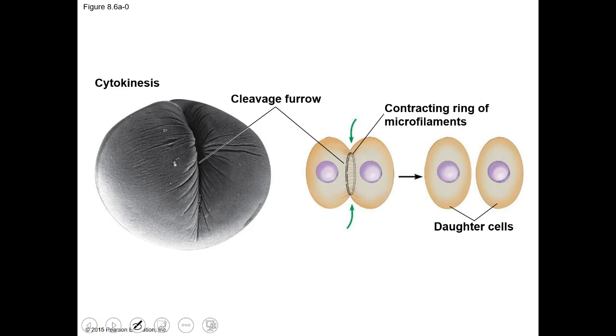So here's kind of the cleavage furrow. And you can think of it how I think of it, like a drawstring. So it will continue to pull these drawstrings from either end, and this will get smaller and smaller until you get two separate cells. Okay, so that's essentially what cytokinesis is for animal cells.